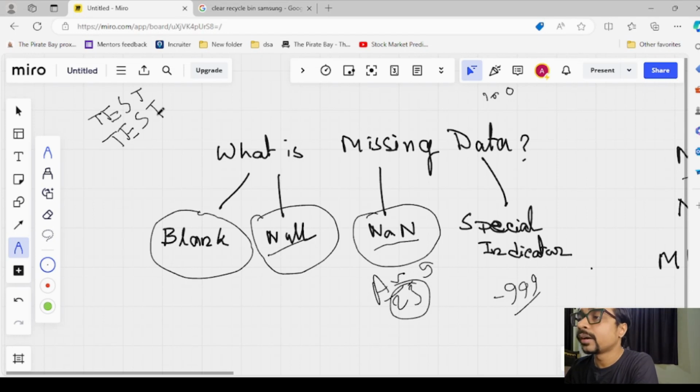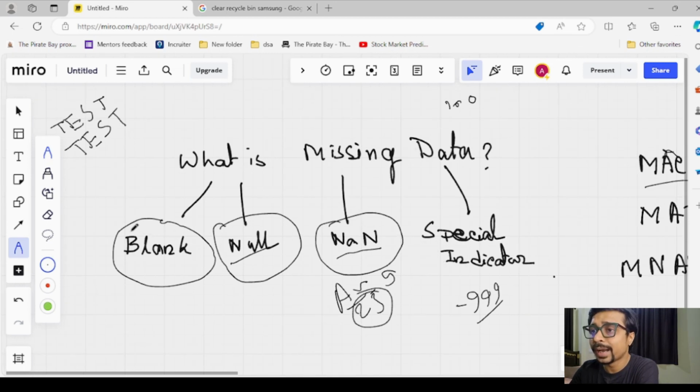So if I go back to my dashboard, let's see what missing data is. The first thing in our list is, what is missing data? Missing data can be of these types. One, it can be a blank. That means the column or the cell where you want to have data comes as blank. That means nothing is there. So that's blank missing data.